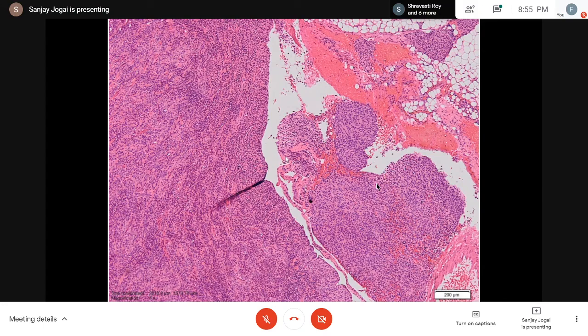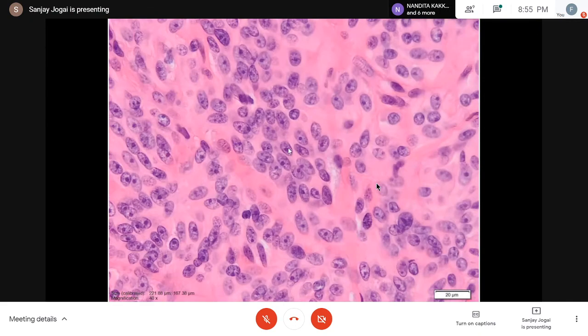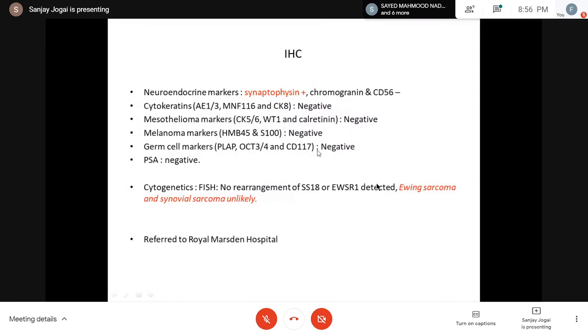So, completely replaced. And when you look on a high power, they are sort of ovoid nuclei with prominent nucleoli. See, like that. So clearly, it is definitely more worrying, and my tumourlet was clearly out of the window by now. This is not tumourlet, and we can't explain that in the lymph node, obviously. So anyway, did a full panel of immunohistochemistry. Summarizing it, it was only synaptophysin positive, negative for cytokeratins, mesothelioma, melanoma, germ cells, PSA, everything negative.